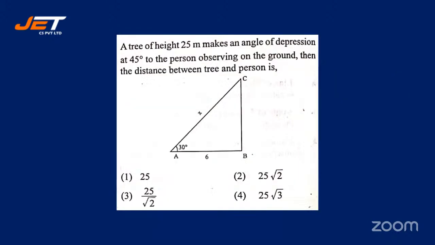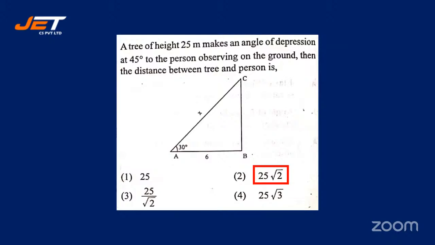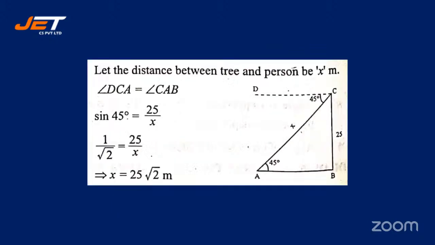A tree of height 25 meter makes an angle of depression of 45 degrees to the person observing on the ground. Then the distance between the tree and the person. See, you can see here, right? So let the distance between the tree and the person, we are assuming it to be x. Okay, so let the distance between the tree and the person be x.